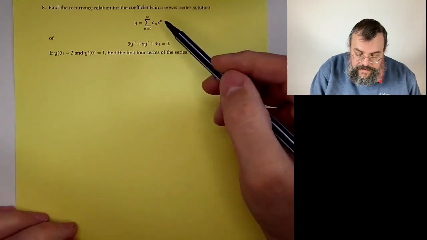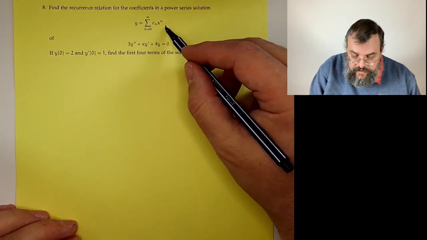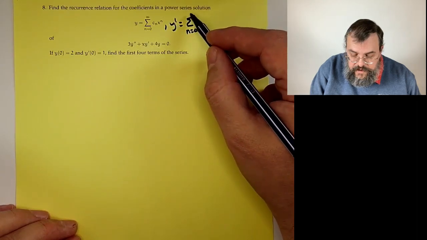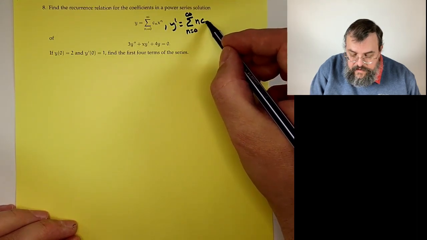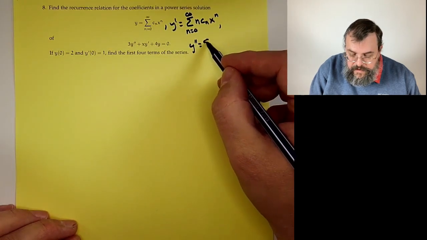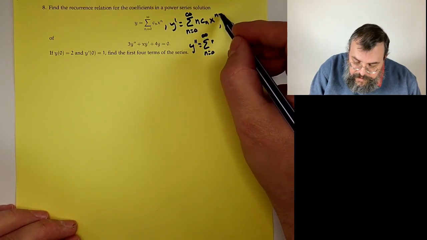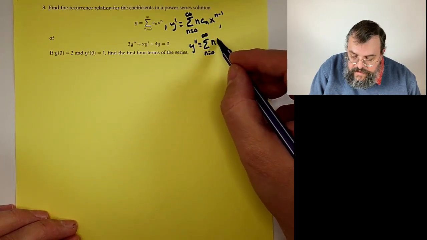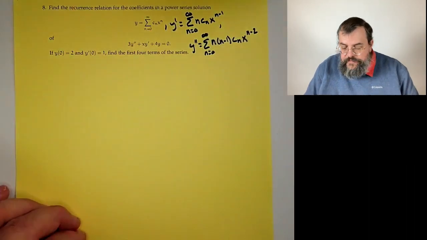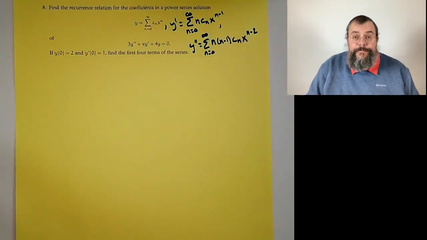we say, okay, we have y, and what we'll need is y prime and y double prime. So y prime is the summation n equals 0 to infinity of n c sub n x to the n minus 1, and y double prime will be the summation n equals 0 to infinity of n times n minus 1, c sub n x to the n minus 2. Okay, so we have our y prime and y double prime. So we put those expressions in.